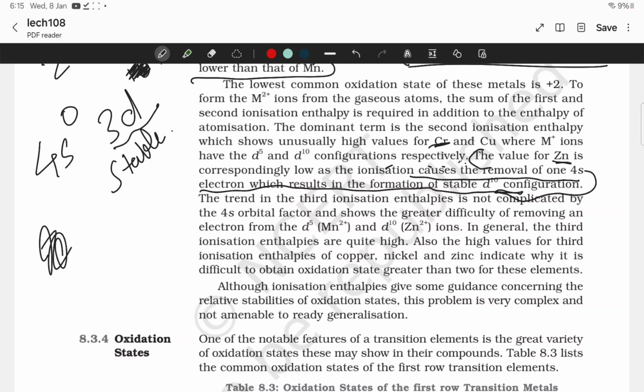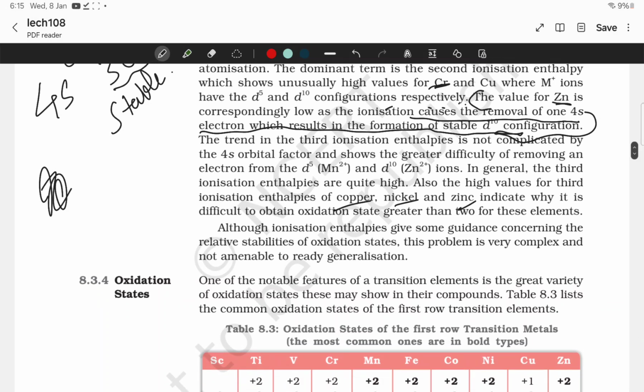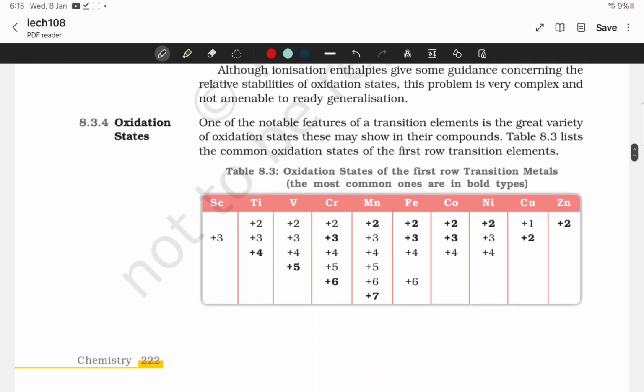The trend in the third ionization enthalpy is not complicated by the 4s orbital factor and shows the greater difficulty of removing an electron from the d5 Mn2+ and d10 Zn2+ ions. In general, the third ionization enthalpies are quite high. Also, the high values for the third ionization enthalpy of copper, nickel and zinc indicate why it is difficult to obtain an oxidation state greater than 2 for these compounds. Although ionization enthalpy gives some guidance concerning the relative stability of oxidation states, the problem is very complex and not amenable to ready generalization. Okay.